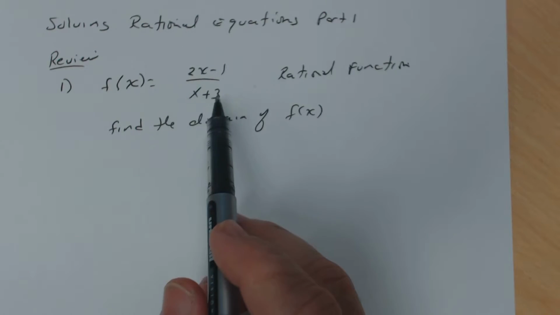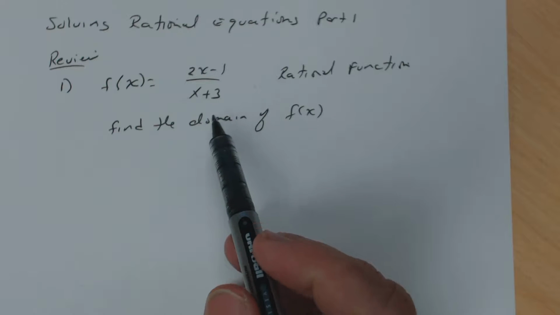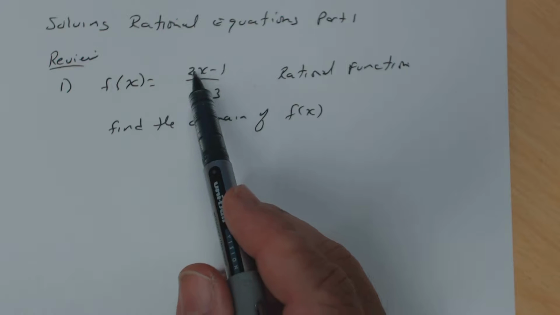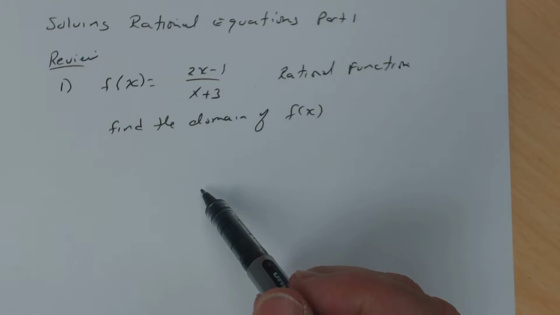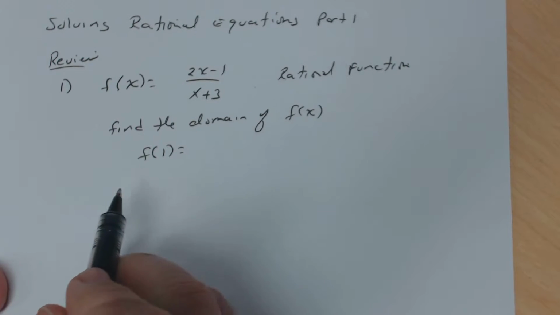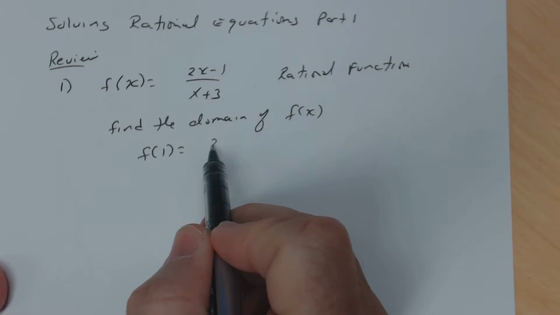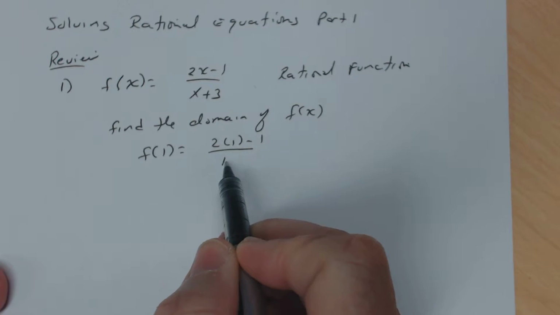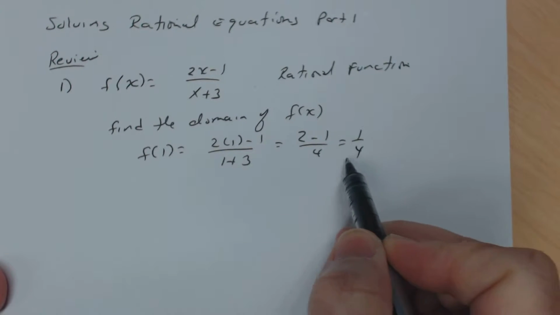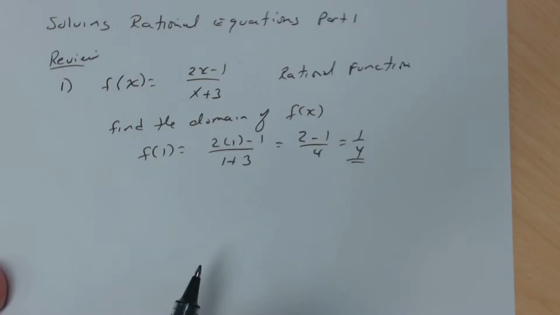Remember, what we did to find the domain of a rational function is this. What values of x can I plug into this function so that I get a y value back? For example, if I want to find f of 1, so if x is 1, I plug in 1 and I get 2 times 1 minus 1 over 1 plus 3. So that's 2 minus 1 over 4, so that's 1/4. So when x is 1, I get a y value.